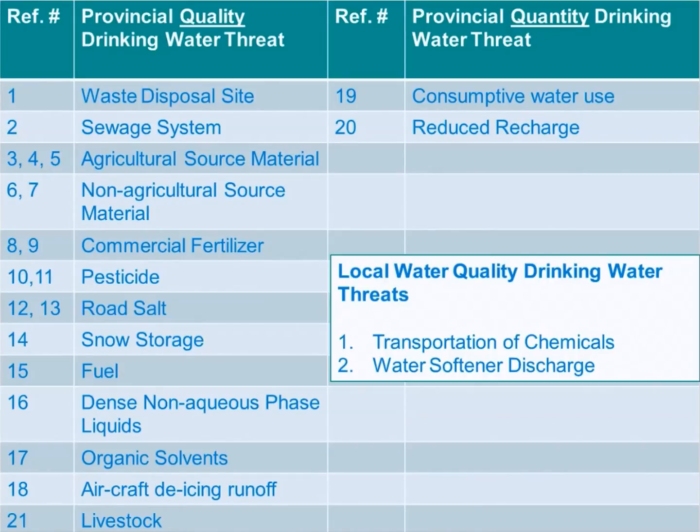Depending on the scale of the activity and how vulnerable an area is, drinking water threats are classified as either low, moderate, or significant.